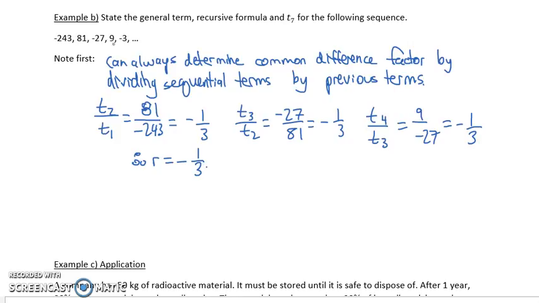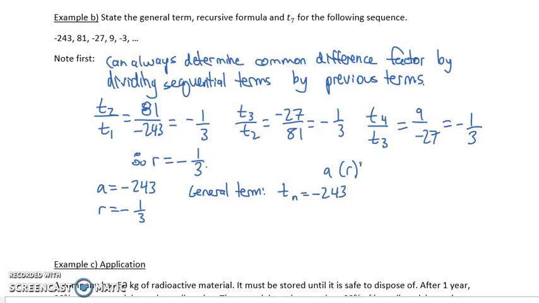If any of these was not negative a third, it would not be geometric. But we can see that multiplying again by negative a third gives me negative 3. So that means that the starting term or the initial term is negative 243, and the r value is negative a third. And so the general term that I can write here is Tn equals negative 243, because it's supposed to be the first term a, times r to the n minus 1. So it's negative 243 times negative a third to the n minus 1.